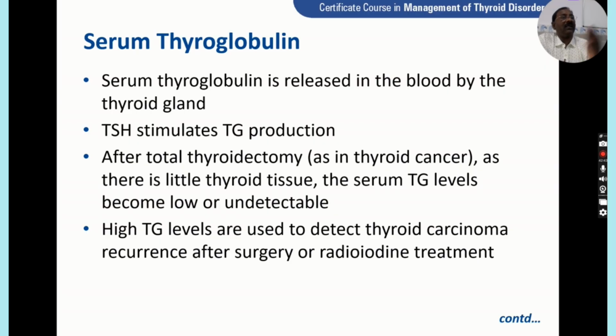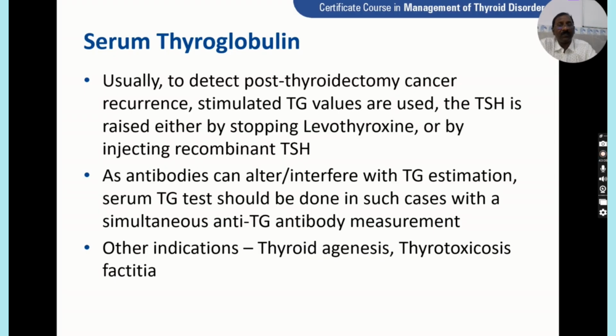But after thyroid surgery, after 2 or 3 years, now you have high levels of thyroglobulin. So that means recurrence of the malignancy. The remnant tissue is producing more and more thyroglobulin. That means recurrence of the cancer. So this is a very, very common point. Serum thyroglobulin is usually used to detect post-thyroidectomy cancer recurrence.